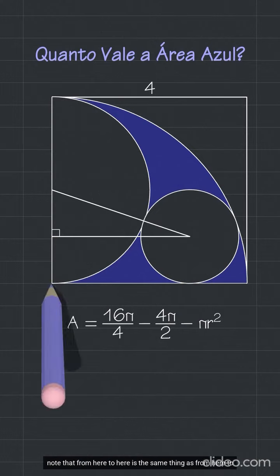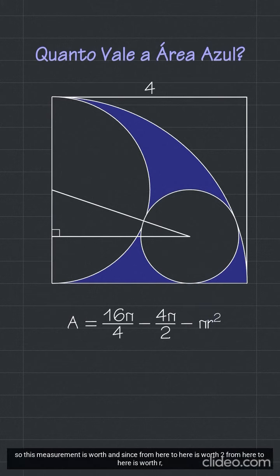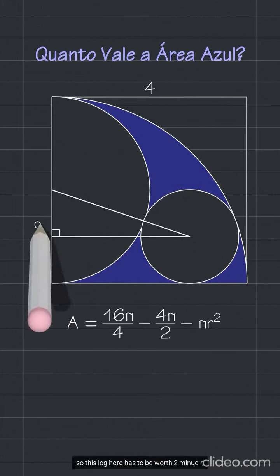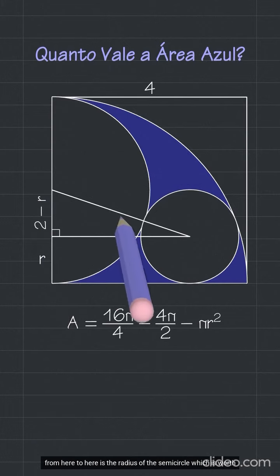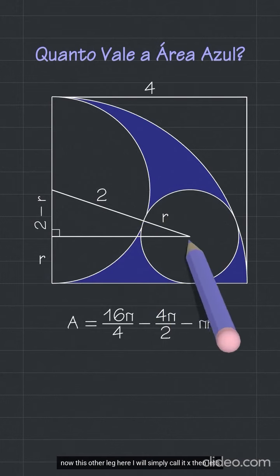Note that from here to here is the same thing as from here to here, which is the radius of the circle that we call r. So this measurement is worth r, and since from here to here is worth 2, this leg here has to be worth 2 minus r. From here to here is the radius of the semicircle, which is worth 2. From here to here is the radius of the circle, which is worth r. Now this other leg here, I will simply call it x.